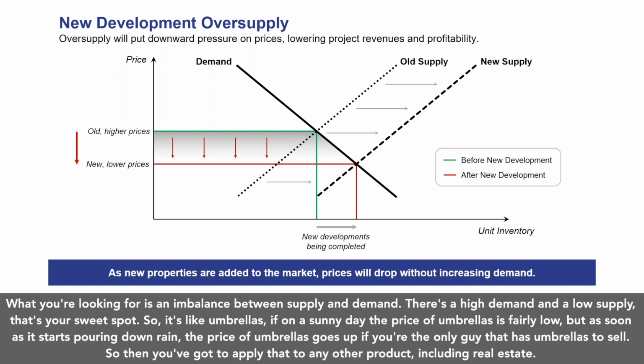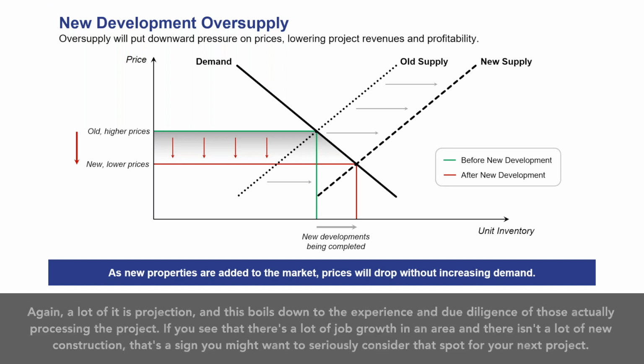So it's like umbrellas. On a sunny day, the price of umbrellas is fairly low, but as soon as it starts pouring down rain, the price of umbrellas goes up if you're the only guy that has any umbrellas to sell. So then you've got to apply that to any other product, including real estate. So, again, a lot of it is projection, and this boils down to the experience and due diligence of those actually processing the project.